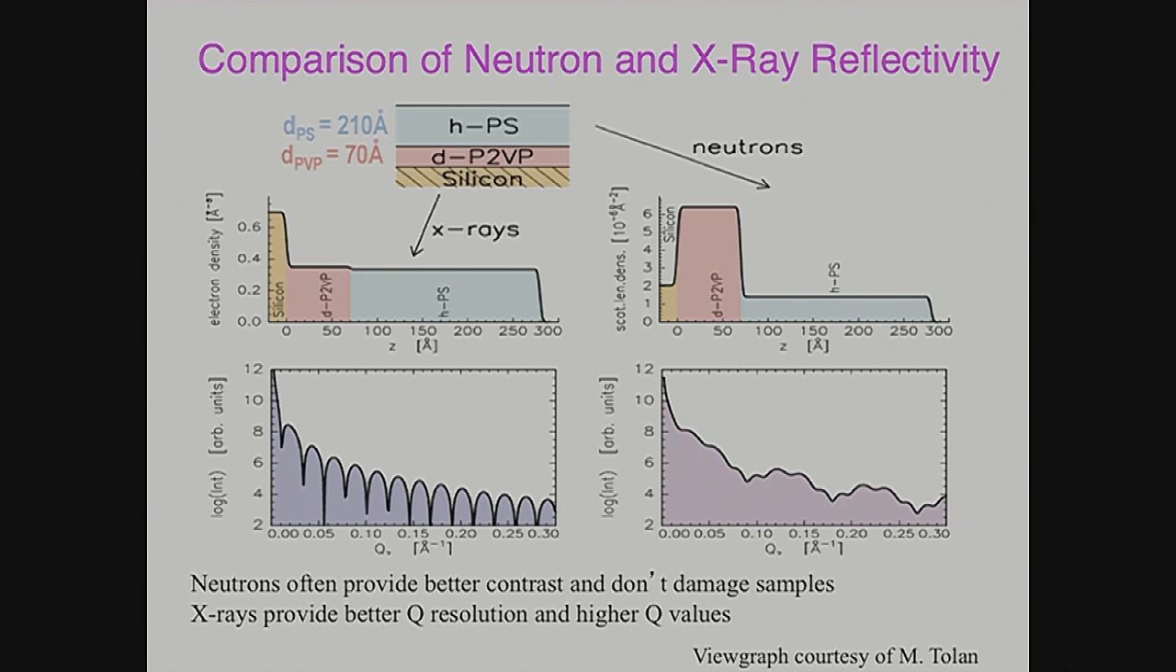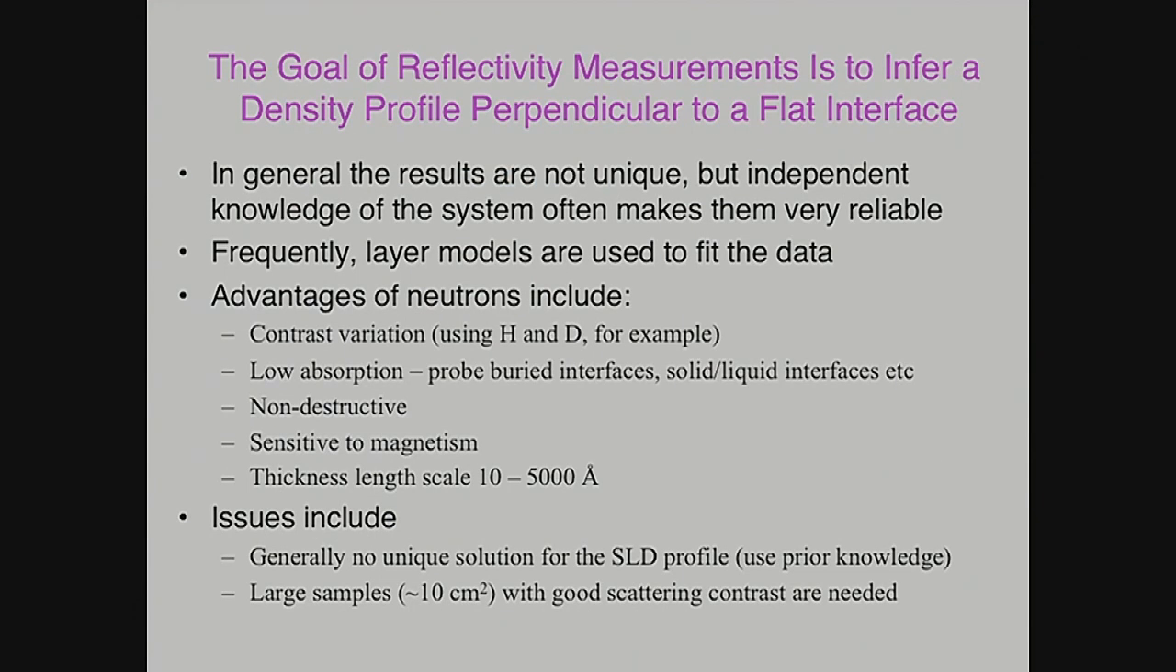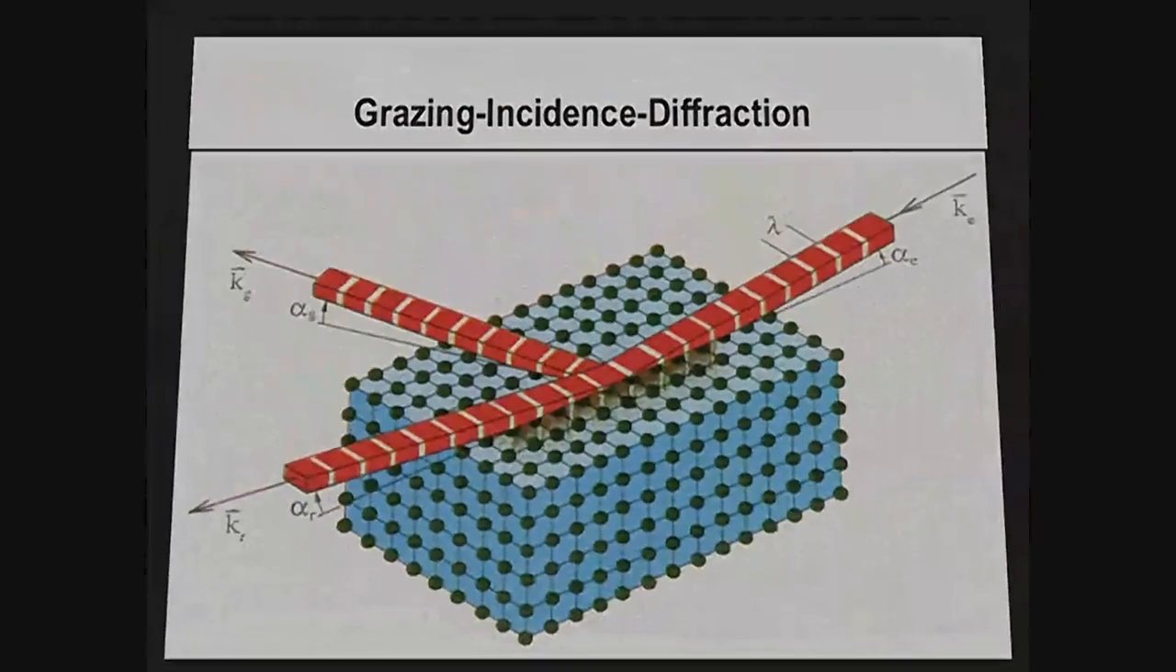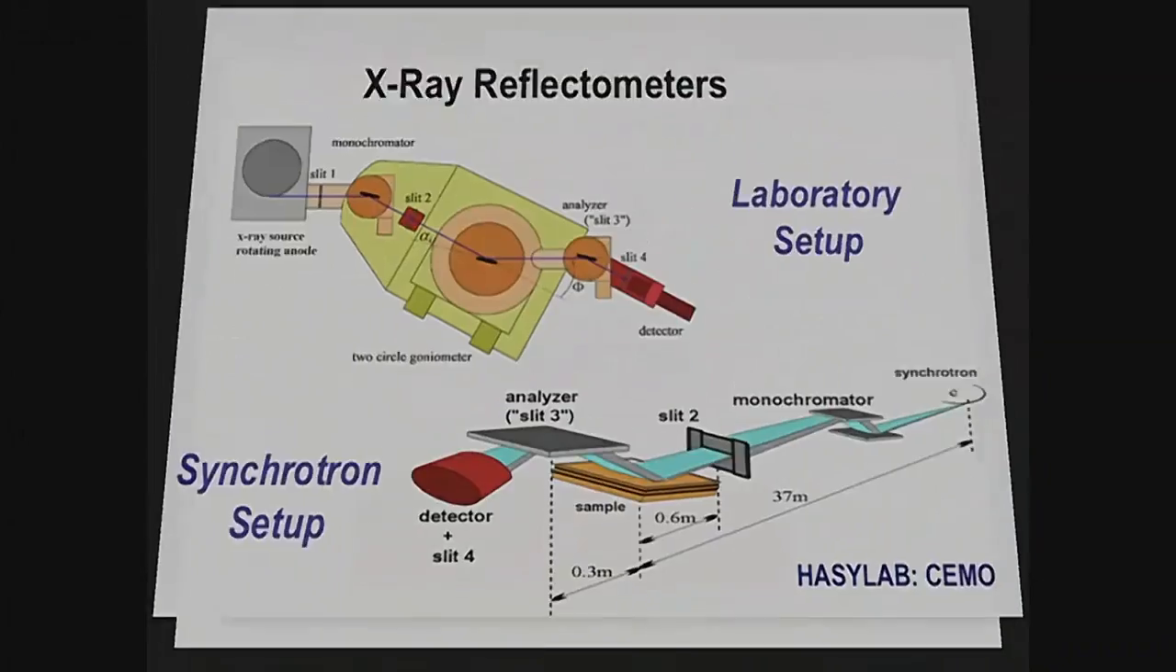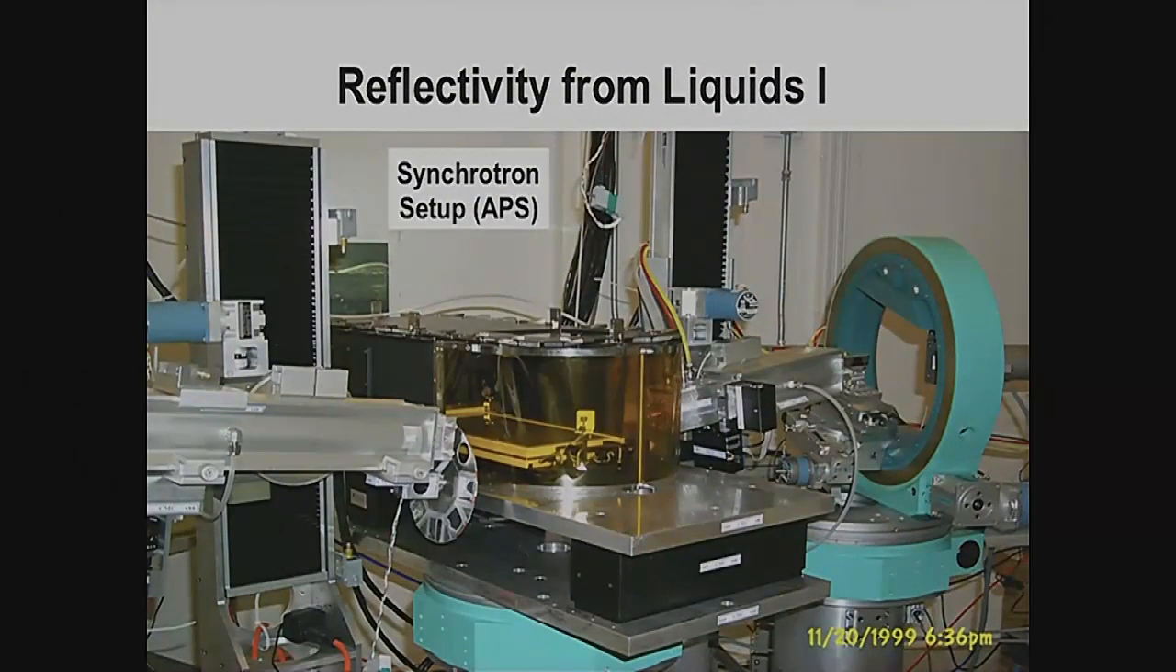X-rays can often overcome this disadvantage because they have so many X-rays to start with, and so the small contrast may not be a really bad effect. But what I wanted to show you here is that even though you have far fewer neutrons available than X-rays, there are situations in which you can do a good job with neutrons. Let's not bother with that. That's an X-ray reflectometer at the APS. Some of you have seen those things.